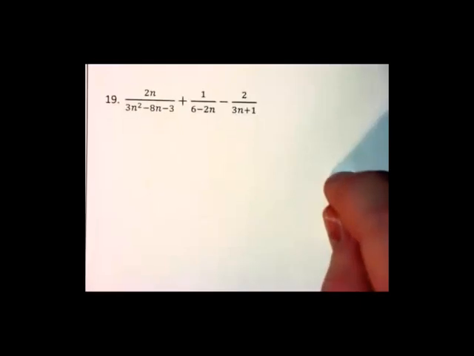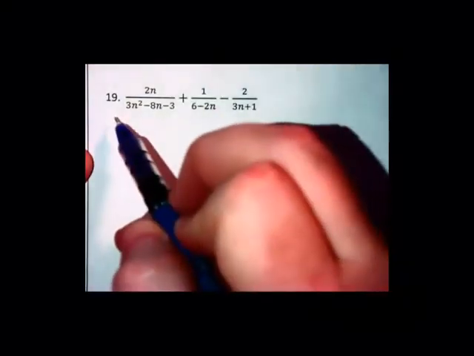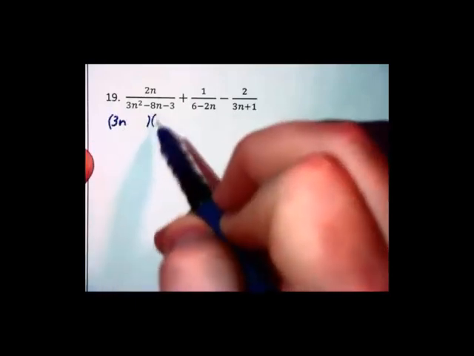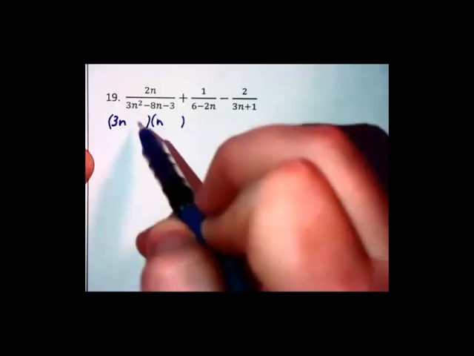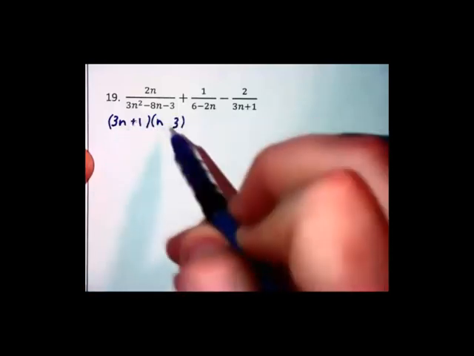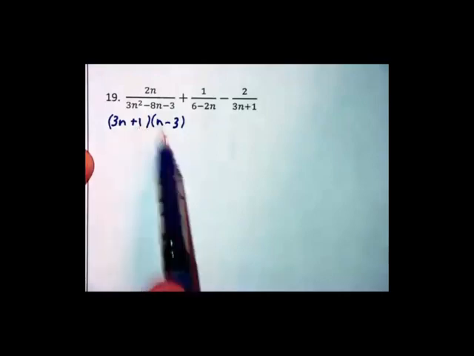Number 19, I'm going to factor the first denominator. It's going to be 3n times n. And then I think we're going to have a 1 and a 3, plus and minus. Notice on the outer edges, the 3 times the minus 3 makes a minus 9, and inside I have a plus 1, and the minus 9 and the plus 1 add up to that negative 8 in the middle.